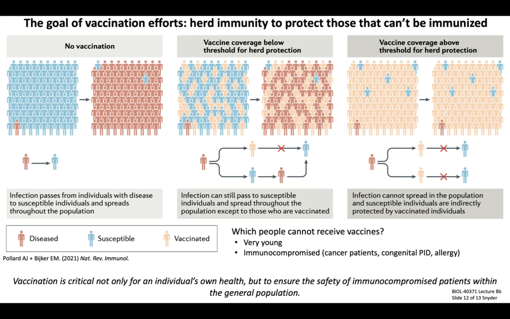If this progresses far enough, then we reach a state of herd protection that's represented by the right panel here. A high enough percentage of the population here has been vaccinated that infection transmission is significantly interrupted. So even though there may be some individuals who are still susceptible in blue, the statistical likelihood of them actually having contact with an infected individual is extremely low.